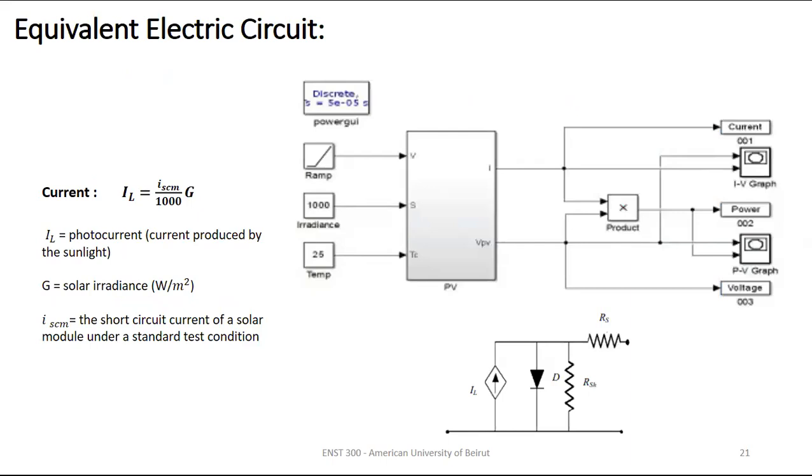The model for the solar panel and the equivalent circuit are presented in the following figures. The inputs to the model are the voltage V, the solar irradiance G, and the temperature T. The solar irradiance, which is the flux of radiant energy per unit area received by the solar cells, is given as an input current to a voltage-controlled current source. This input current is called the photocurrent, IL, which is equal to SCM, the short circuit current of a solar module, over 1,000 times the solar irradiance in watt per meter squared.